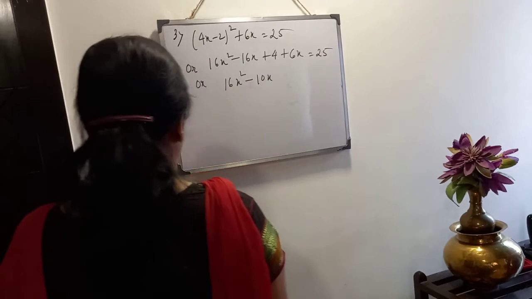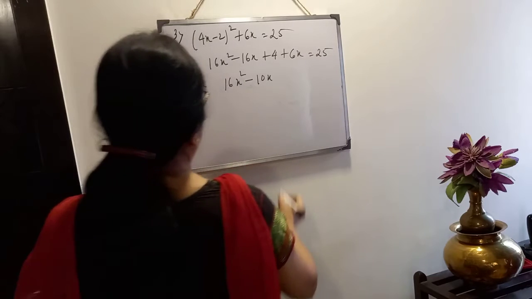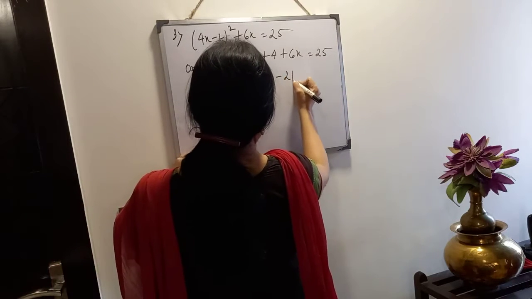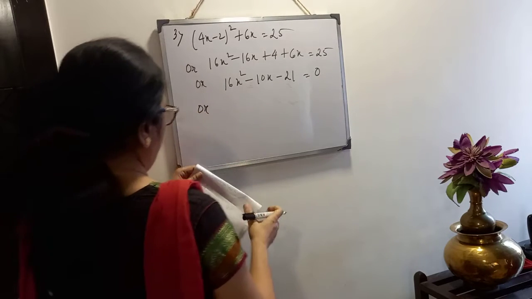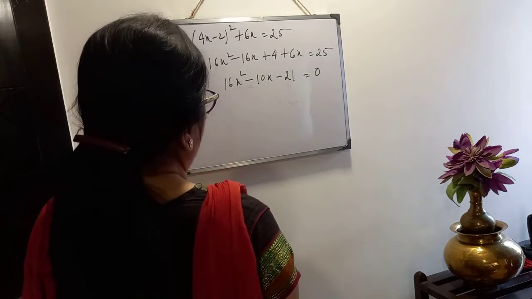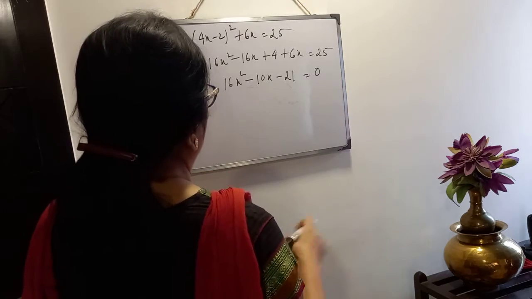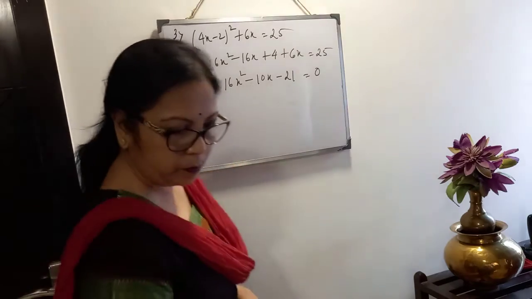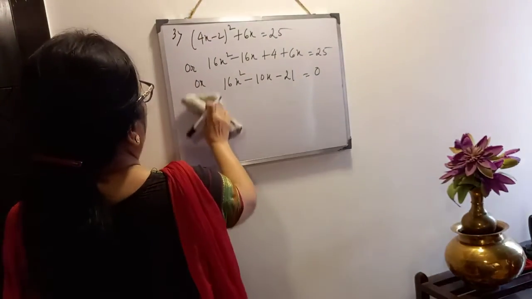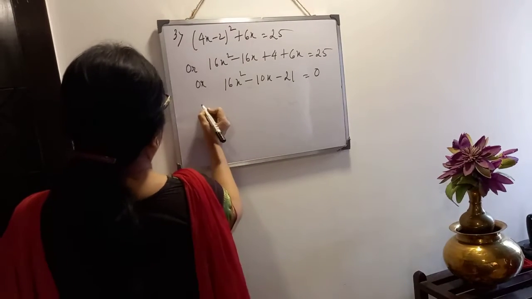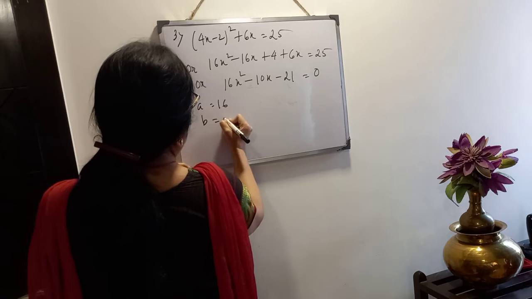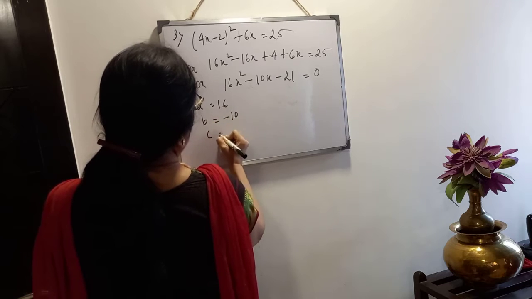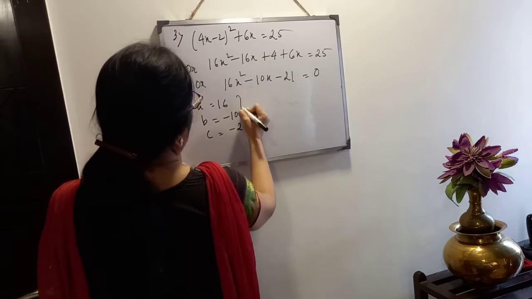4 minus 25, that will be minus 21. Odd. Anything common? No, not possible. Here, what is your A, B and C? You will write down here. Your A is 16, B is negative sign also you will consider, C also negative sign you will consider.